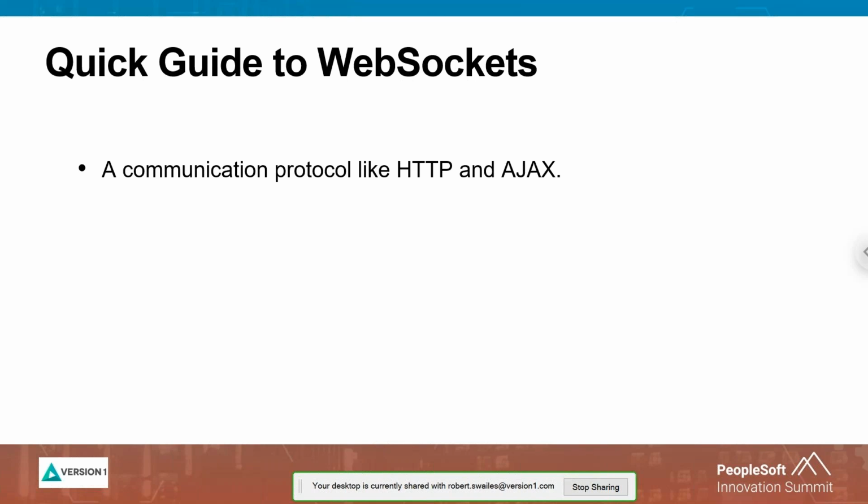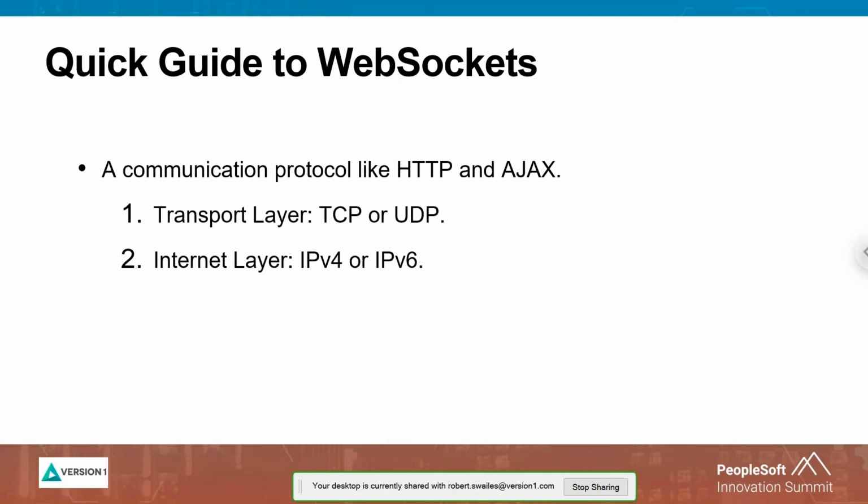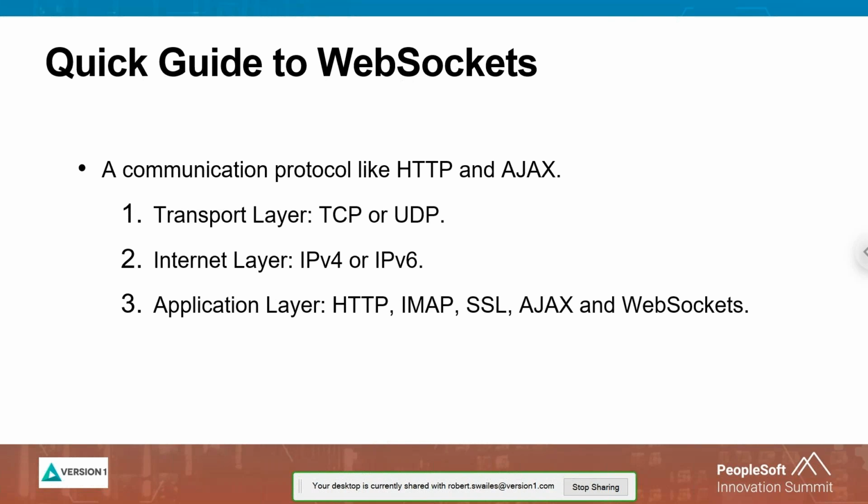So WebSocket is a communication protocol, much like HTTP, which most people will be familiar with, and AJAX as well. And within an internet protocol, we have various layers. So we have a transport layer, which would be like your TCP and UDP, very low level. Then we jump up to, say, an internet layer, the IPv4 and the IPv6. But really where we want to be is at the application layer. These are the HTTPs, the IMAPs, the SSLs, the AJAX, and of course, what we're interested in, WebSockets.